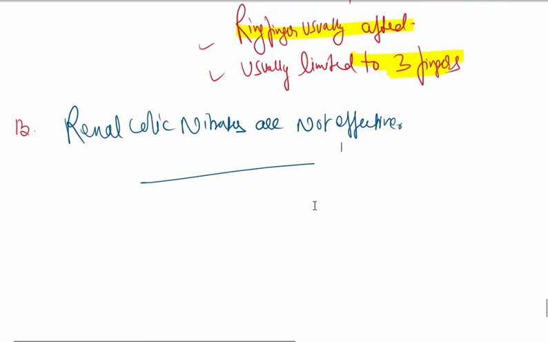Next and last one is renal colic. Nitrates are not effective in renal colic.